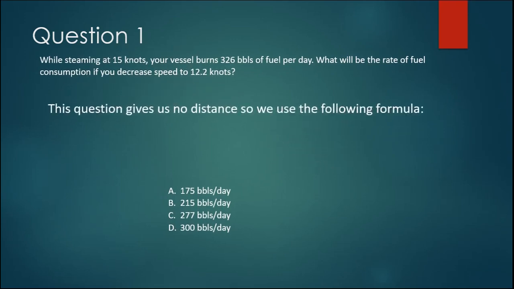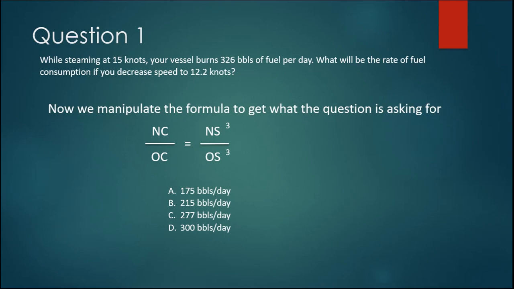Okay, here the problem gives us no distance. In the previous lessons, if the problem didn't give us consumption, we simply eliminated that from the equation, or no speed, we eliminated that from the equation. When the problem gives us no distance, we also eliminate that from the equation, but we change the speed from squared to cubed, and we'll use the following formula. New consumption over old consumption equals new speed cubed over old speed cubed.